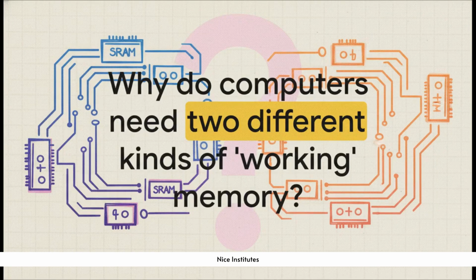It feels a little weird, right? I mean, why make things so complicated? Why not just pick one kind of memory and use a whole bunch of it? Well, it turns out there's a really fascinating reason. And it all comes down to this secret teamwork that pretty much makes our entire digital lives possible.